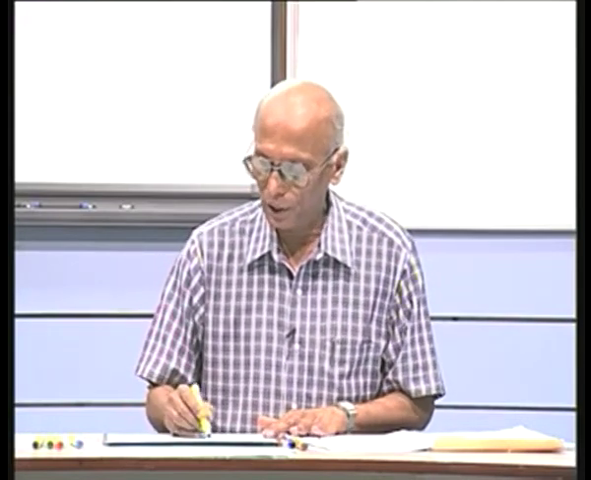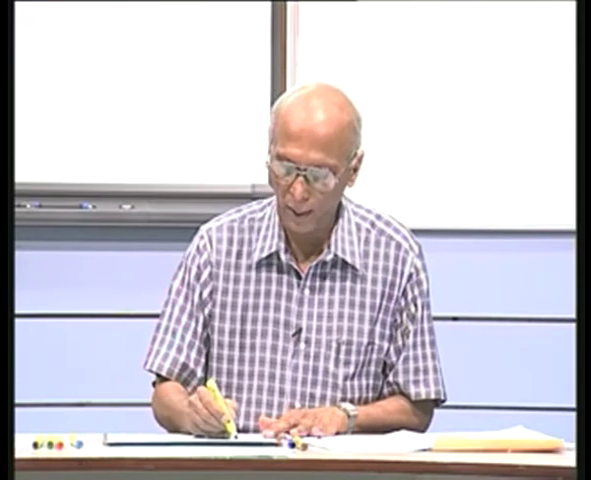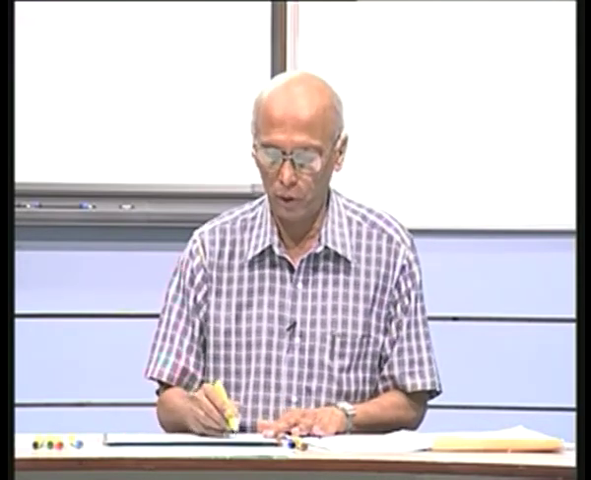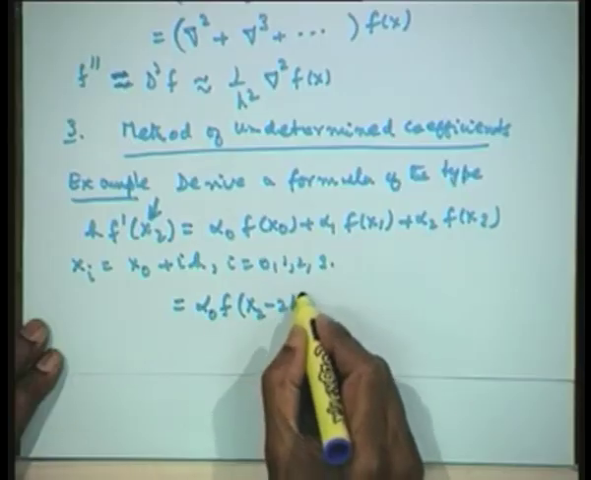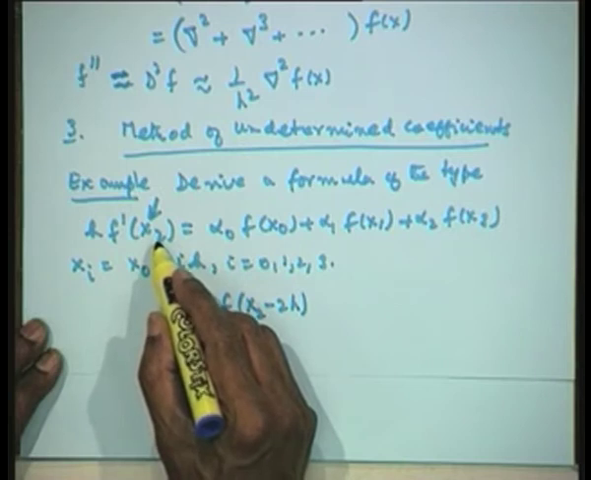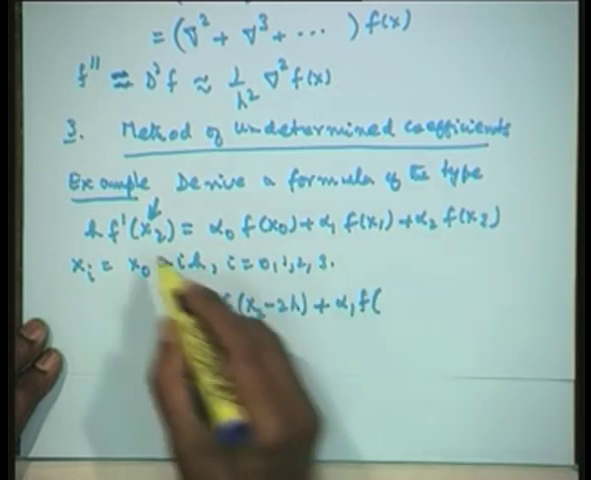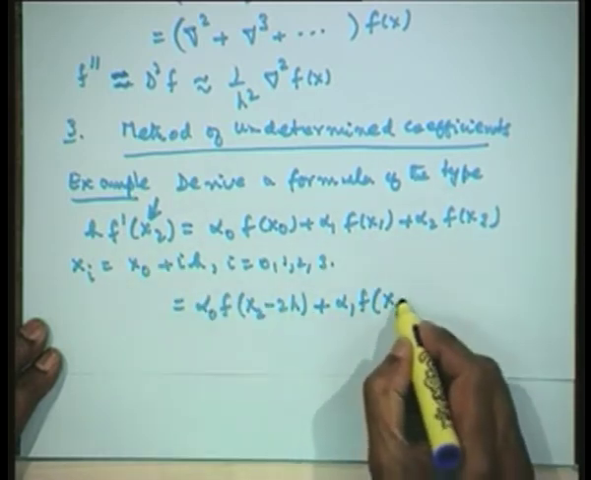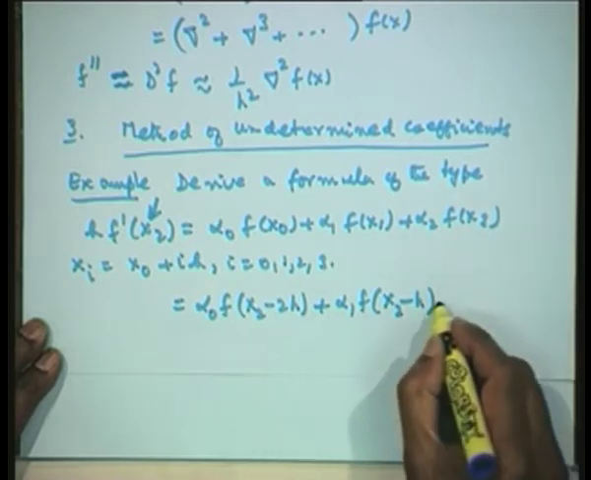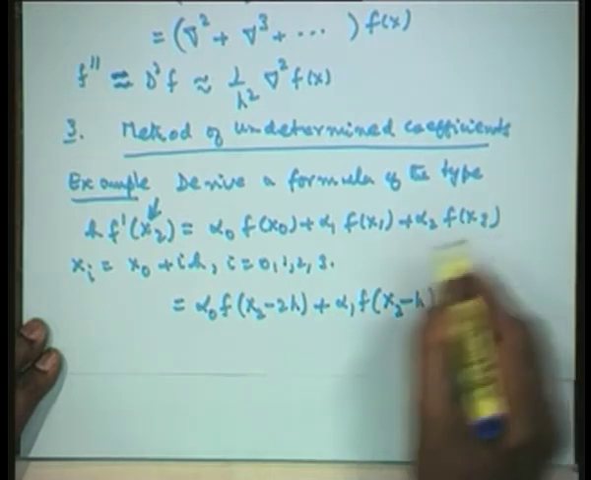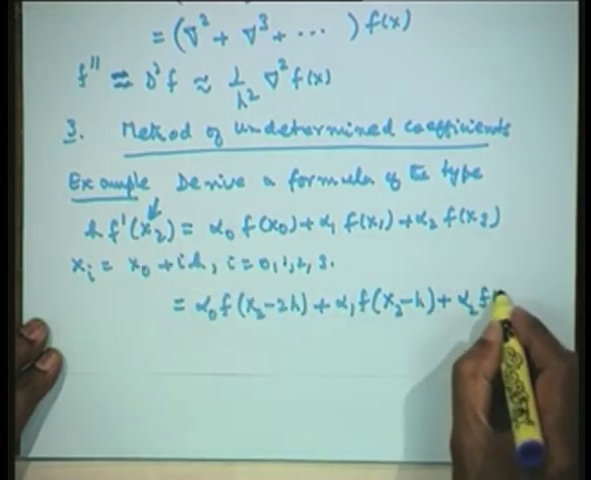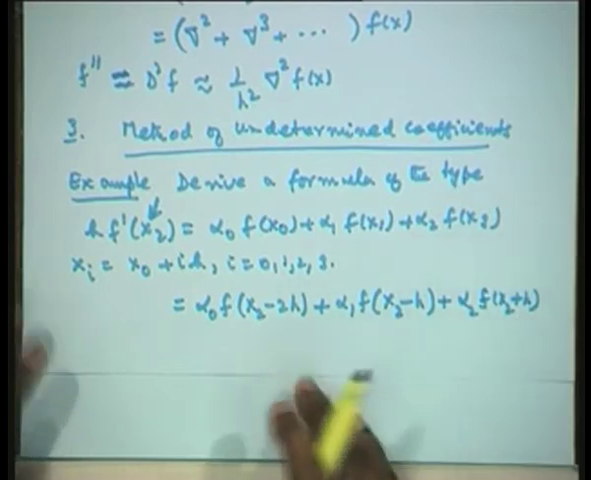As I said, the solution for this is very straightforward. I need the expansion of this about the point that we have been asked on the left hand side. The point we have been asked is x 2 on the left hand side. Therefore, I will write this as alpha naught f of x 2 minus 2h, since x naught is 2 units behind x 2, alpha 1 f of x 2 minus h, since x 1 is 1 unit behind x 2, and the third term, x 3 is 1 unit ahead of x 2, so this will be f of x 2 plus h.